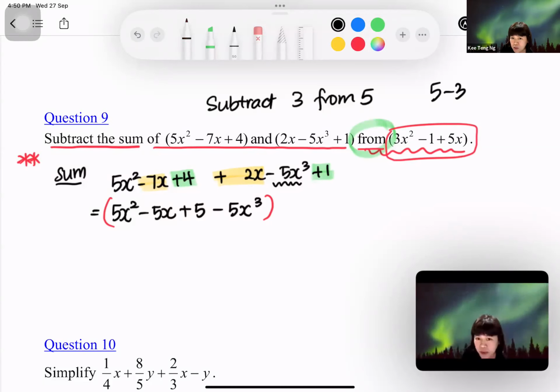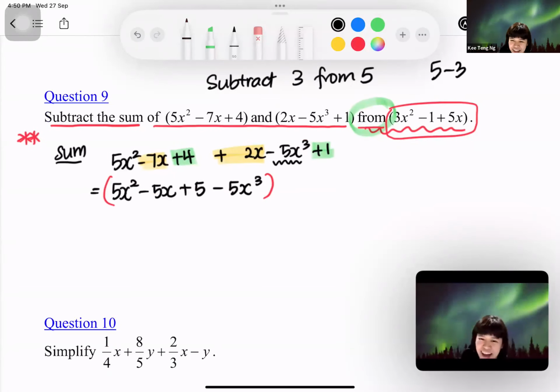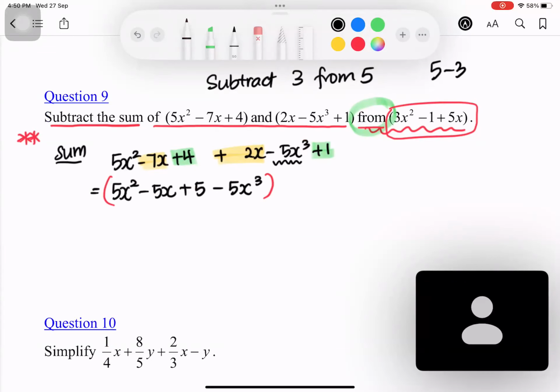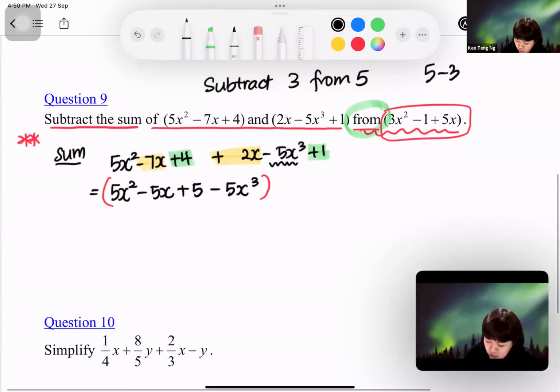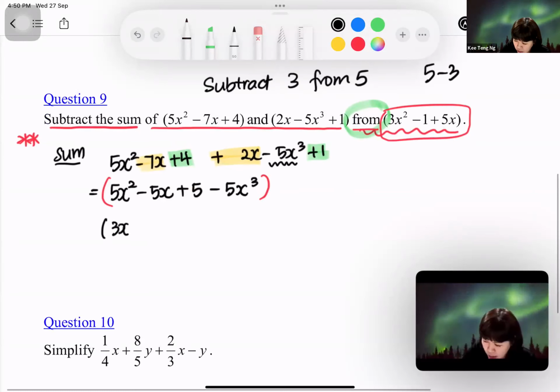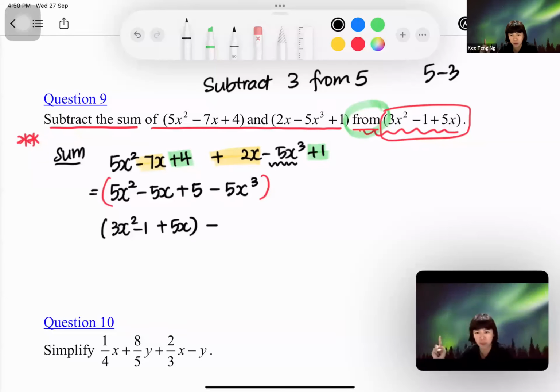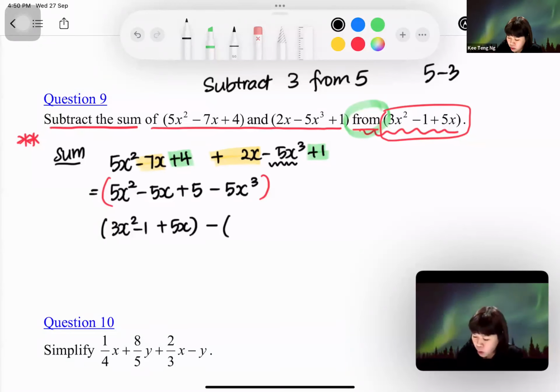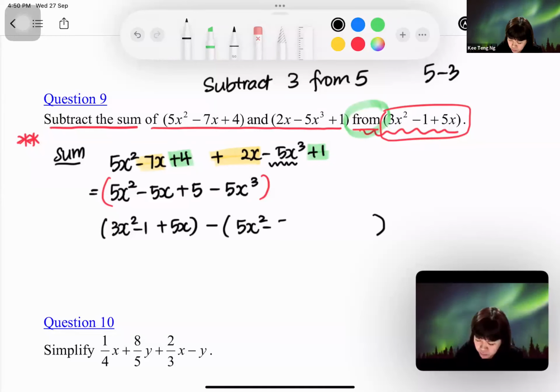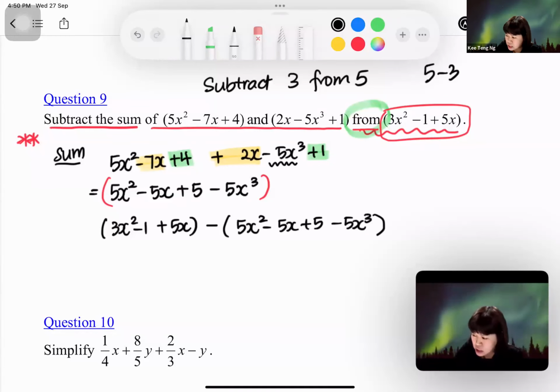Still Keon. I ask you the more difficult one. 3x squared minus 1 plus 5x. Yes, correct. Bracket 3x squared minus 1 plus 5x. Subtraction, please be careful, later we need to change sign, correct? So minus the whole thing. I copy it down: plus 5 minus 5x cubed.